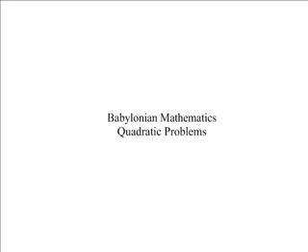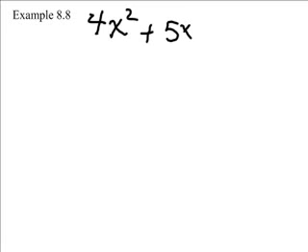Babylonian Mathematics, Quadratic Problems, Example 8.8. The next modern method for solving quadratic equations that we are going to look at, or to review, I guess, for hopefully most of us, is the modern quadratic formula. And the example that we're given is 4x squared plus 5x minus 6 equal to 0.